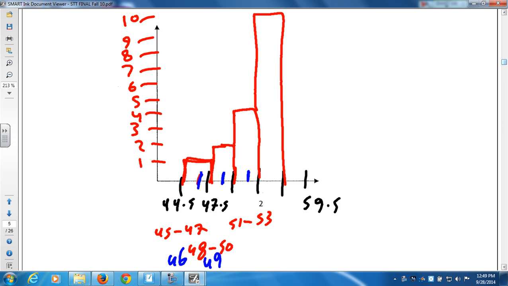And then finally, the last value was 3. So just come here and it's 3. That's it. So this is a histogram in this case. Okay, any question about that?